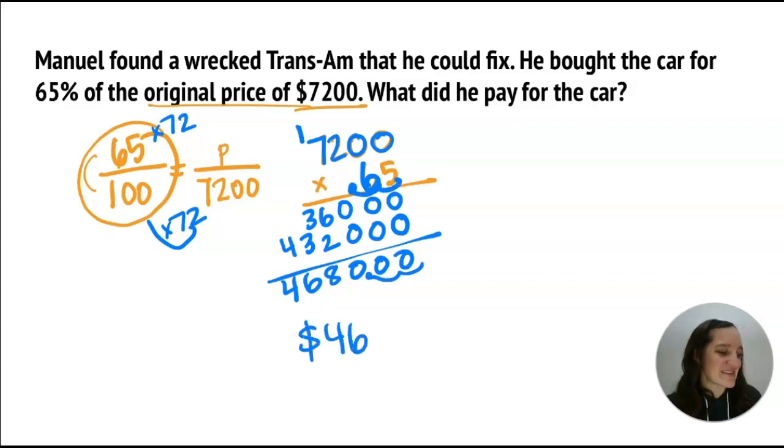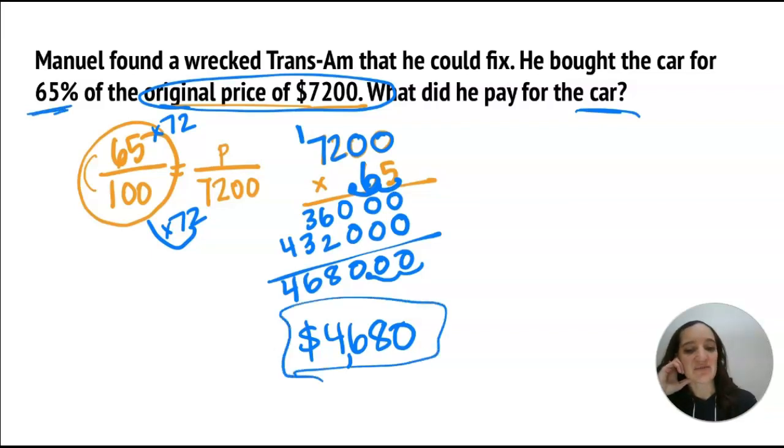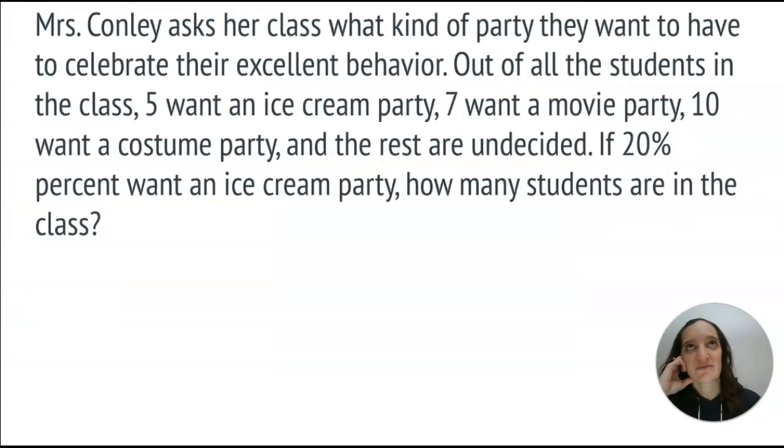Would it make sense to say that he only paid $4,680 for the car? Well, if the original was this much and he bought it for 65% of the original amount, then yeah, this is less than the original amount, and he paid less than the full price, right? 65% of it. So that makes sense to me. So that is how you could do it. Now, if you would have done 65 times 72, you would have also gotten 4,680. Okay, let's go on to the next problem.